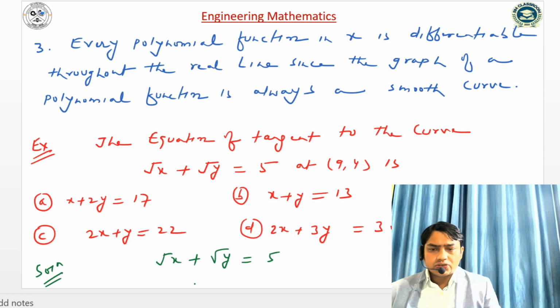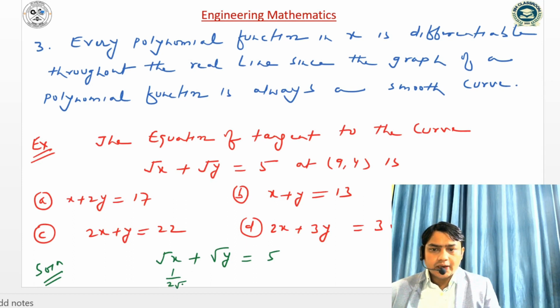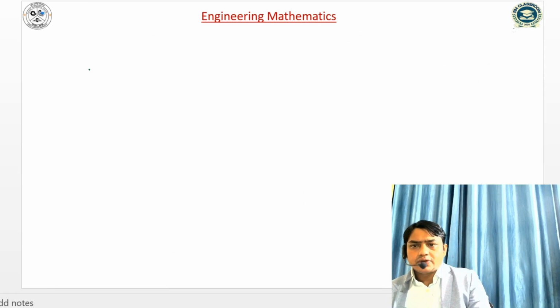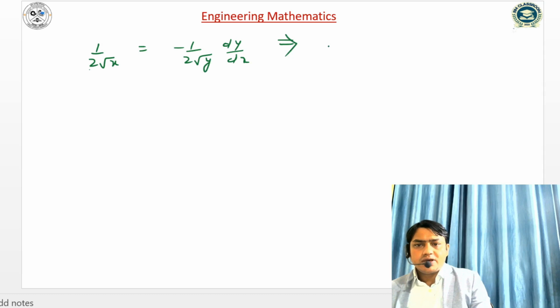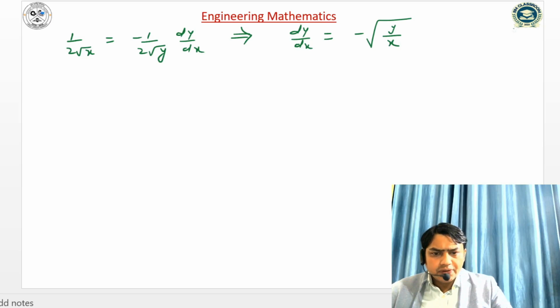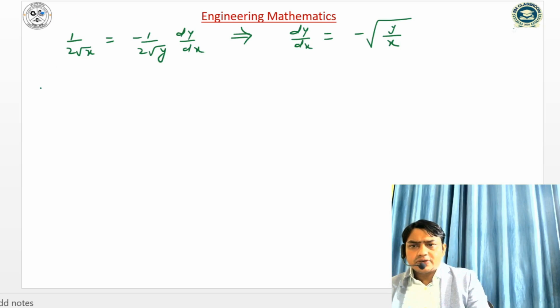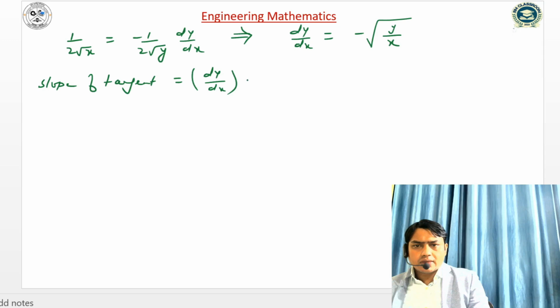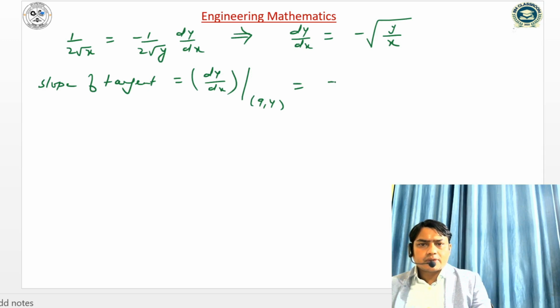If I differentiate with respect to x, it will be 1 by 2 root x plus 1 by 2 root y into dy by dx is equal to 0. So if I equate, 1 by 2 root x is equal to minus 1 by 2 root y dy by dx. If I simplify, dy by dx is equal to minus root under y by x. So if I compute the slope of tangent at the given point, that is dy by dx at the point (9, 4), it is equal to minus square root of y is 4 and x is 9. So it will be minus 2 by 3.